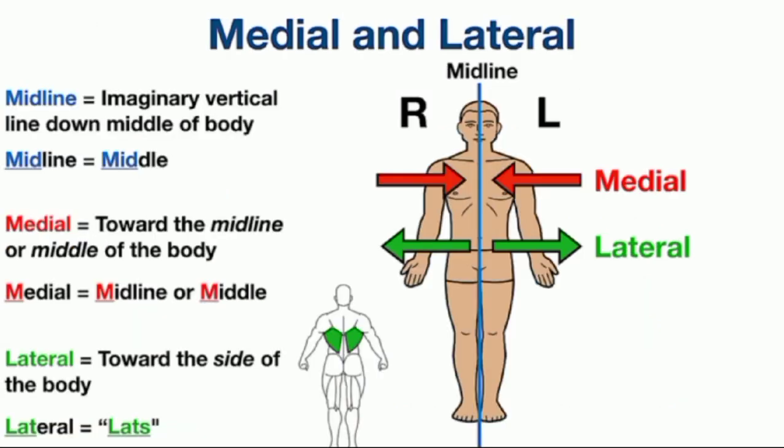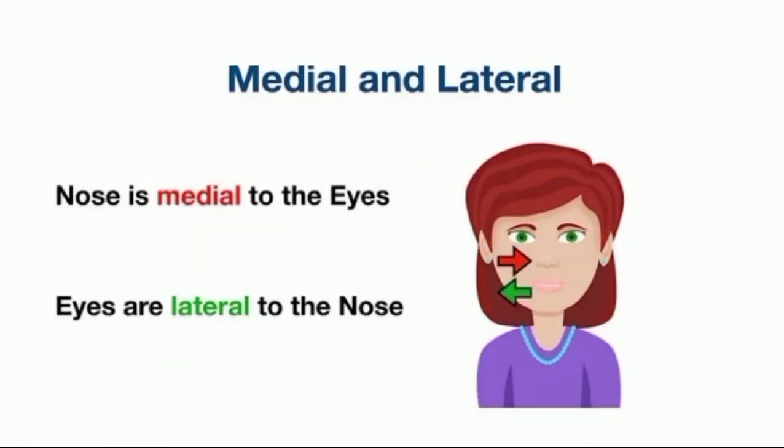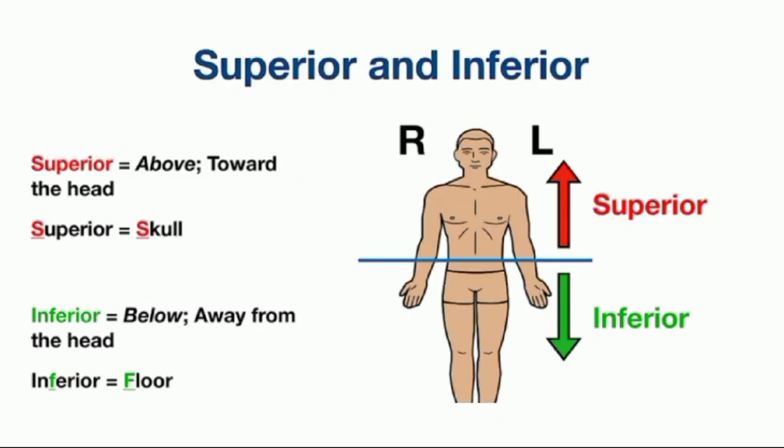Firstly, we have the terms medial and lateral. Medial means toward the medial line or midline, and lateral means away from the medial line. Let's consider this example in which our nose is medial to the eyes and our eyes are lateral to the nose. Students, you have to understand one important thing here, that we use these terms with some reference point. For example, we call the eyes lateral with reference to the nose. If we talk with reference to the ears, our eyes will be medial to our ears. So understand it.